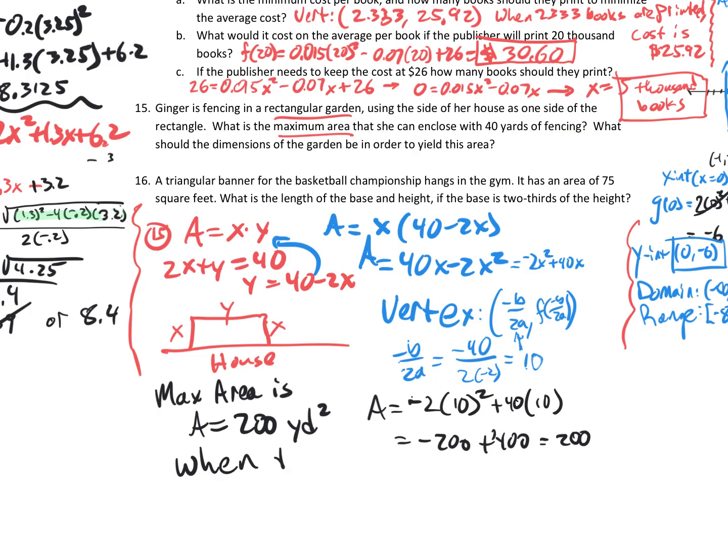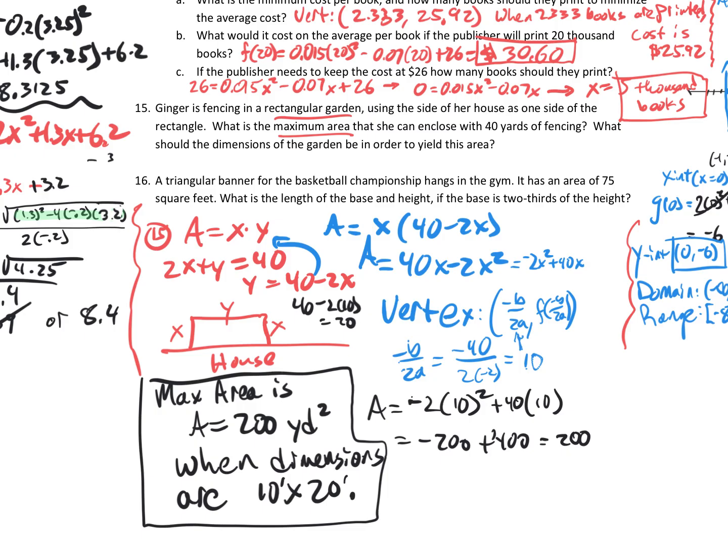when the dimensions are, let's say we've got 10 by, and then we've got to figure out what y is by plugging in 10 here. So 40 minus 2 times 10 is 20. So y is 20, and those are yards. Okay? So the question is, what is the maximum area? 200 square yards. And what are the dimensions? 10 by 20. So we answered it. There it is.